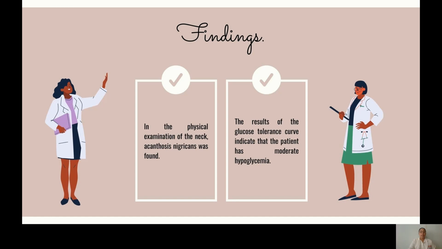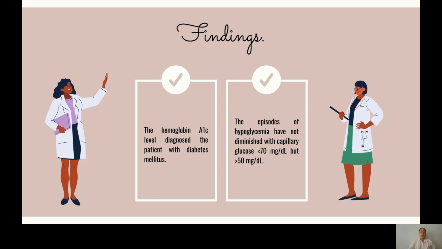In the physical examination of the neck, acanthosis nigricans was found. The results of the glucose tolerance curve indicate that the patient has moderate hypoglycemia. The hemoglobin glycosylated level test that was applied gave the result of 7%. The patient was diagnosed with diabetes mellitus. The episodes of hypoglycemia have not diminished. The patient registered the episodes at the end of his exercise routine. All of them were with capillary glucose below 70 milligrams per deciliter, but above 50 milligrams per deciliter.